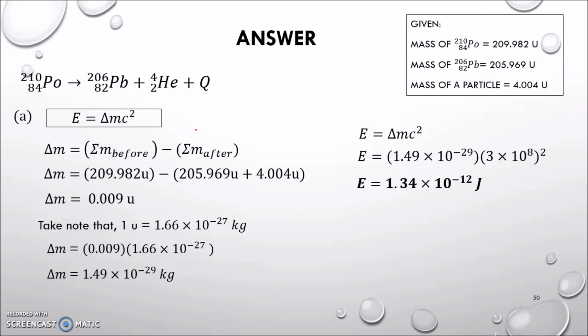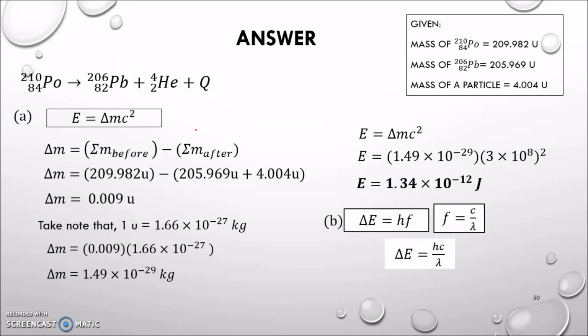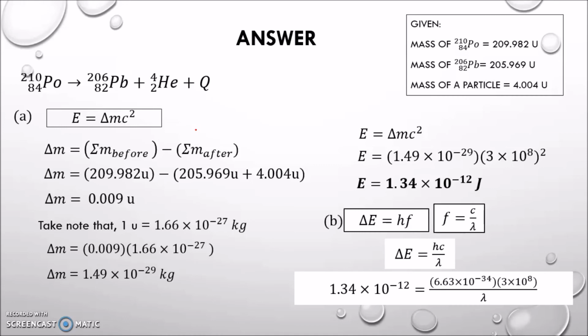To find the wavelength of the wave, we can use this equation: E equals hf, while f is equal to c over lambda. You can combine these two equations. And then from the value that we get from question A, we can find the wavelength, which is 1.47 times 10 to the power of -13 meters.